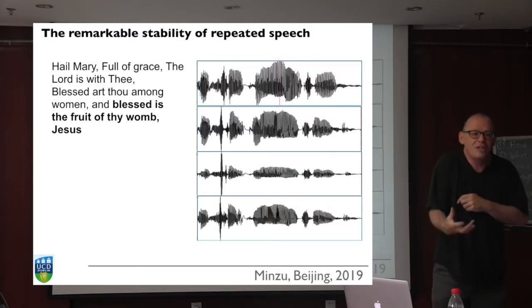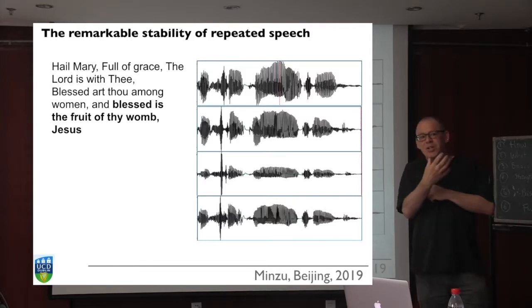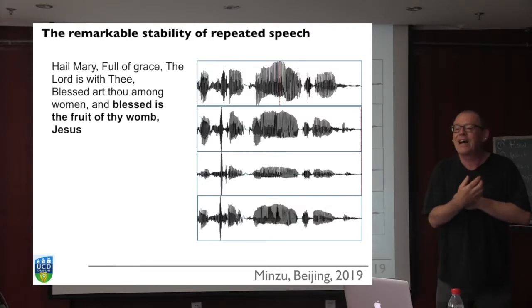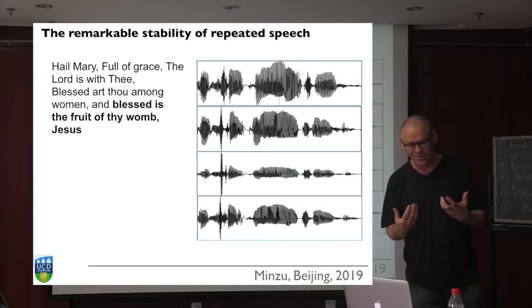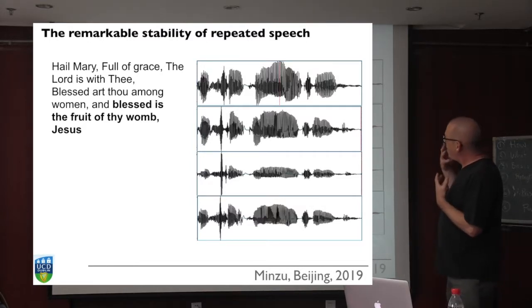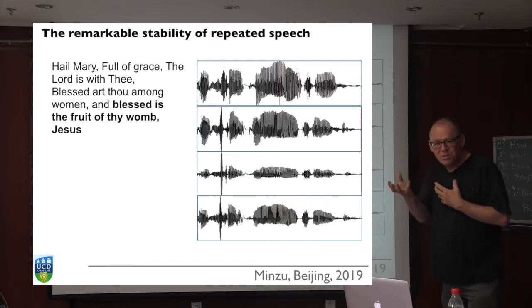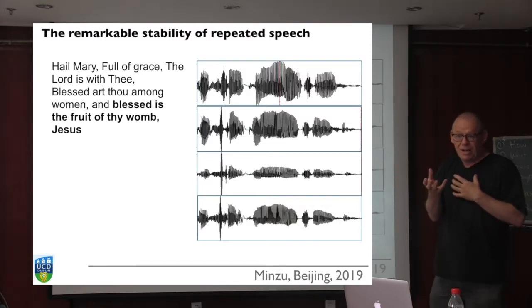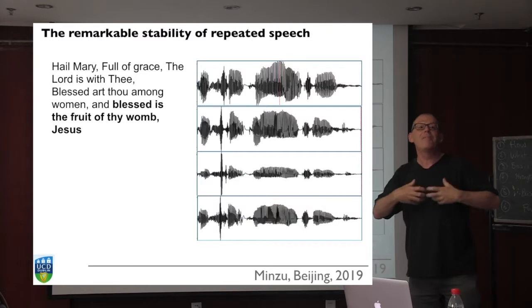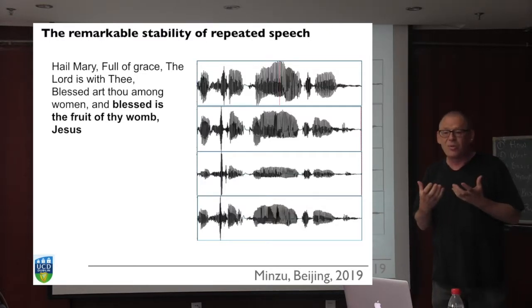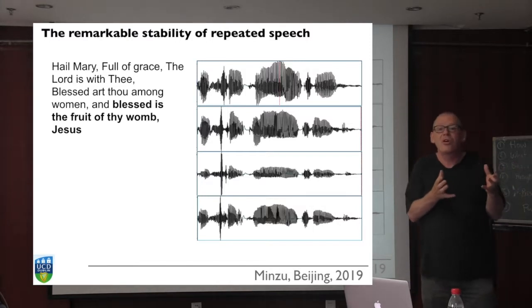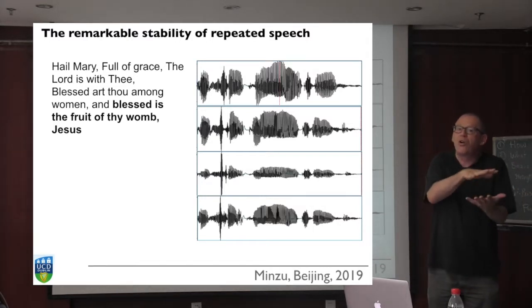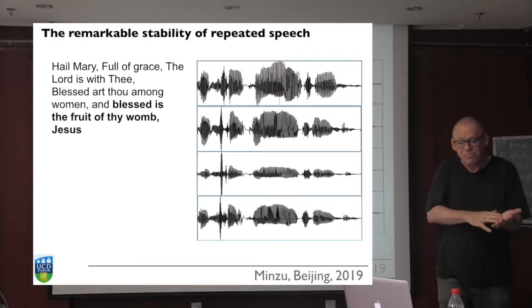But in joint speech, repetition is the norm. Clarity is not so important. Taking part is important. So here you can see how repetition and group repetition stabilizes something. So we see here in prayer something we just saw in the laboratory, which is the variability goes right down.